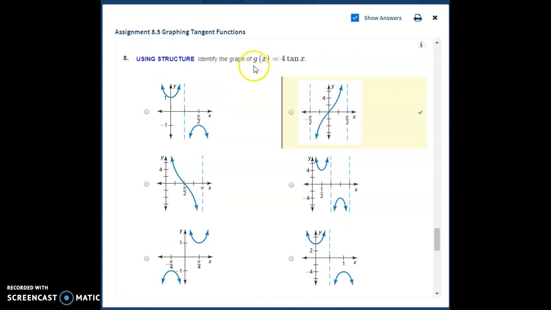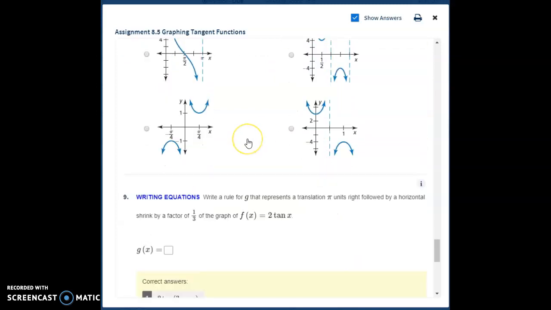Number 8. So which one is the tangent function? And first thing to notice, there's really only 2. This one is a negative tangent, this one's a positive, but let's just check to make sure. This one has a vertical stretch of 4, which is over 1 unit up 4, so that one does work.